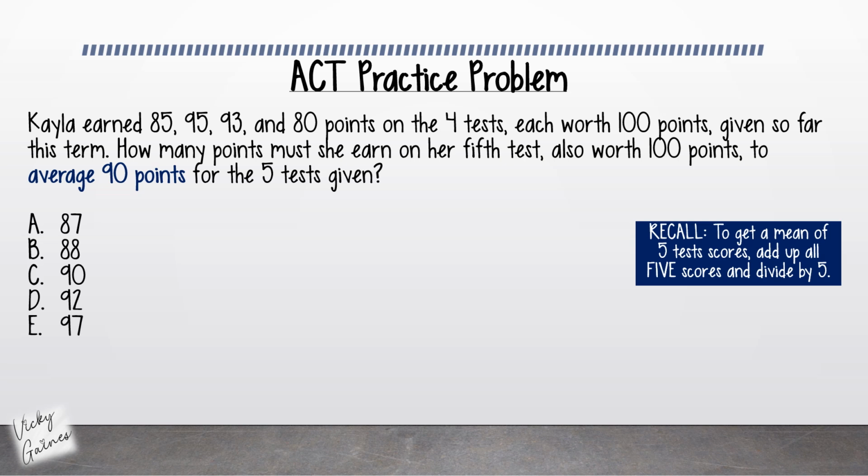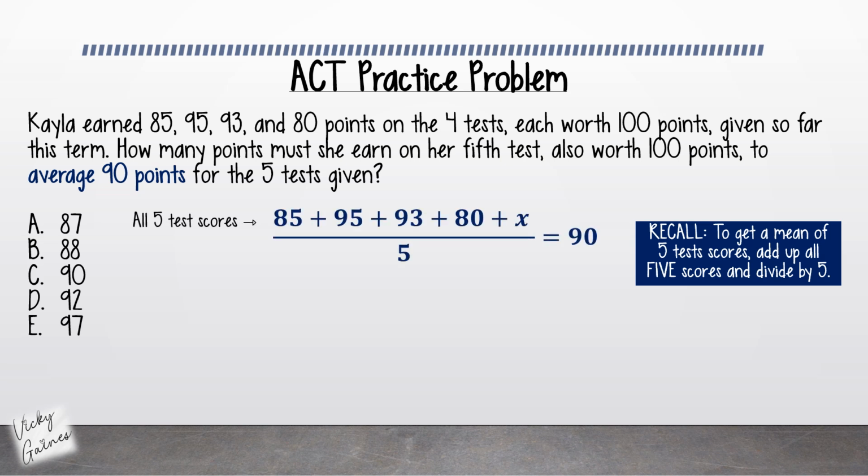So recall, to get the mean of 5 test scores, you add up all 5 scores and divide by 5. There we go. There's all 5 test scores. The 5th one, we don't know what it is. It's X. And we're dividing by the total number. And 90 is what we want to score. That's the average that we are hoping to get.